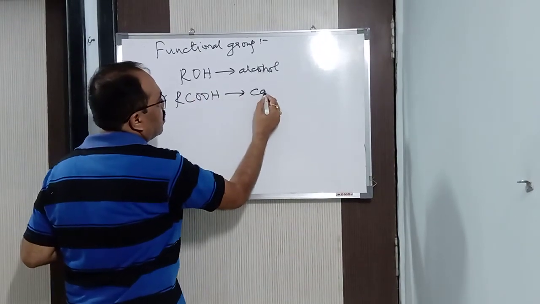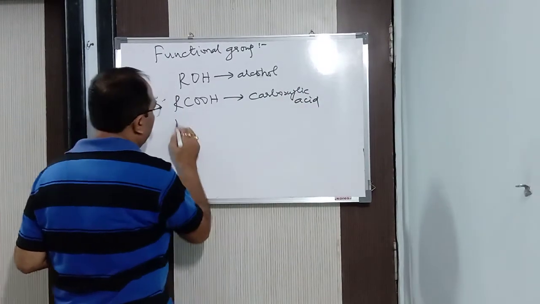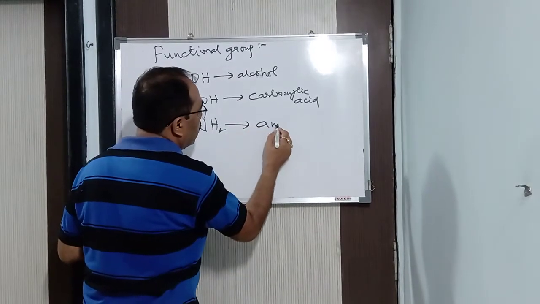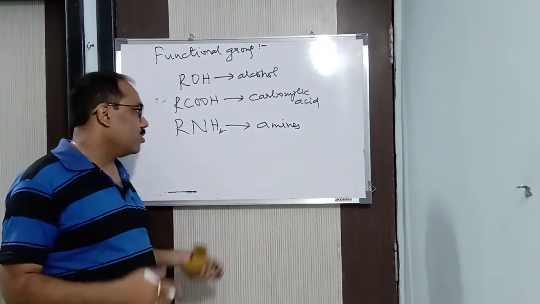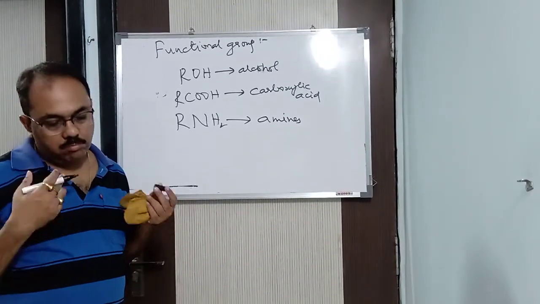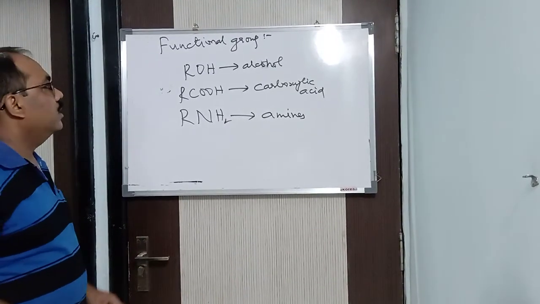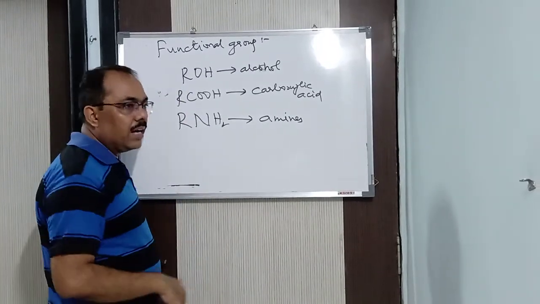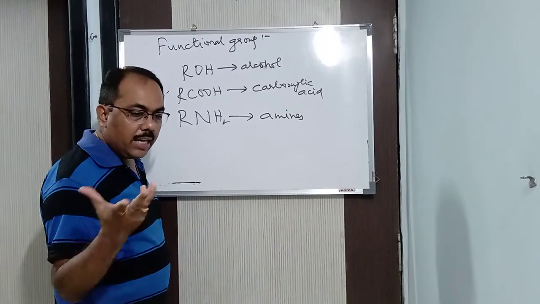Similarly, RCOOH is nothing but carboxylic acid, the general formula of carboxylic acid. Similarly, RNH2 is the general formula of amines. In this way, many are there: alcohol, aldehyde, ketones, carboxylic acid, amines, nitriles, amides, acid chloride, esters, ethers, so many. Here R stands for the alkyl group, no doubt about it. R can be CH3, C2H5, C3H7, depending upon whatever the alkyl group is.